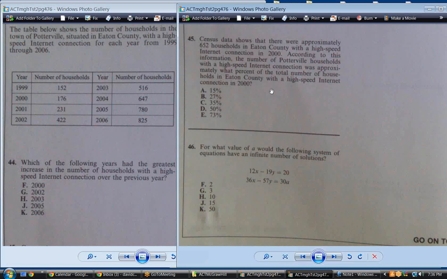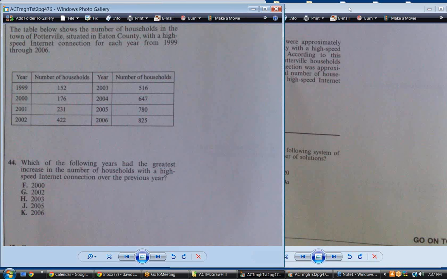Okay? So this one says that there were approximately 652 households in the entire county with internet in 2000. So Potterville only had 176, but the county had 652. So now let's see if we can answer the question. What are you going to do? Divide 176 by 652. Yeah. 27%.